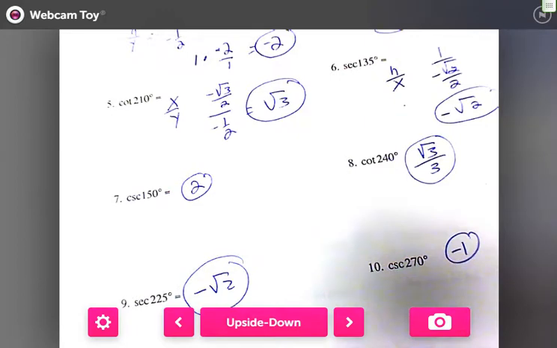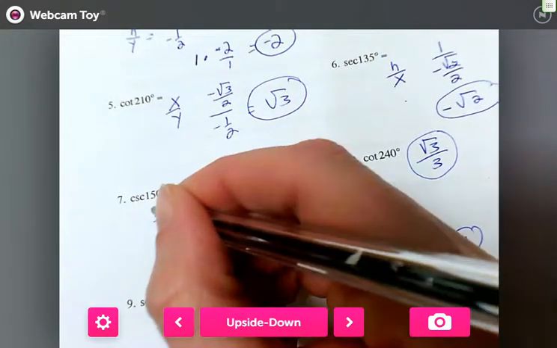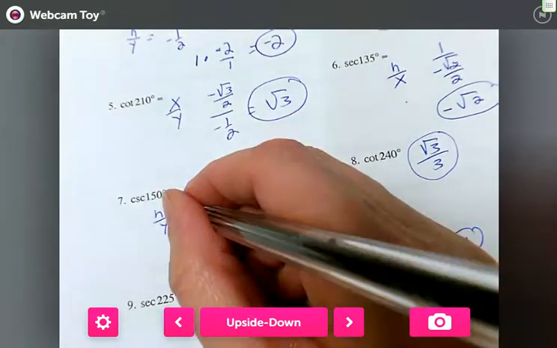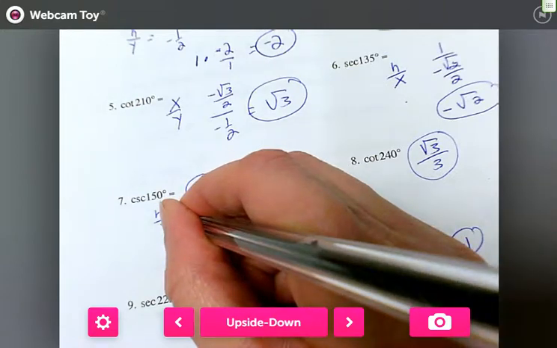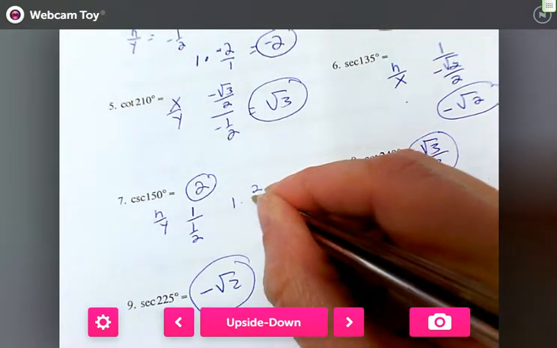Okay. Cosecant of 150. So cosecant, I know, is h over y. And if I look at 150 degrees, I'm going to get 1 over 1/2, right? So I'm going to go 1 times 2 over 1. That gives me 2.